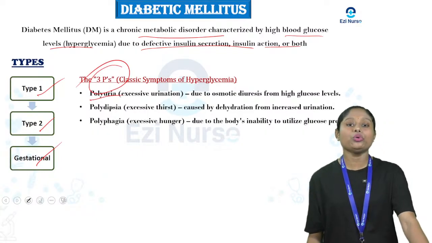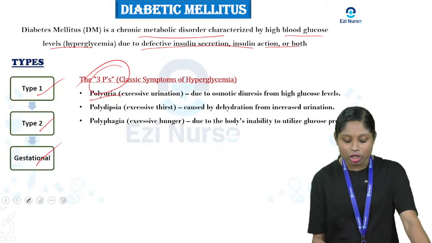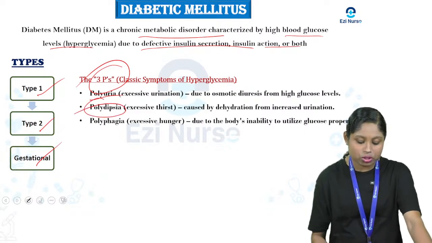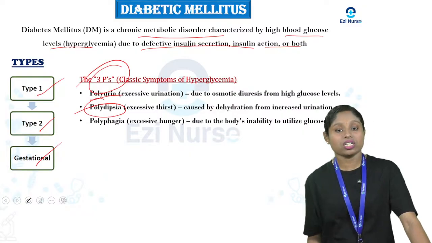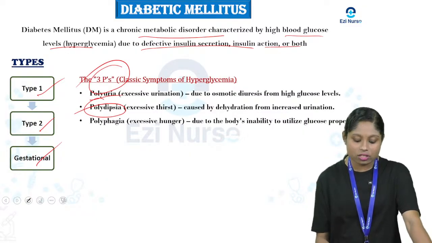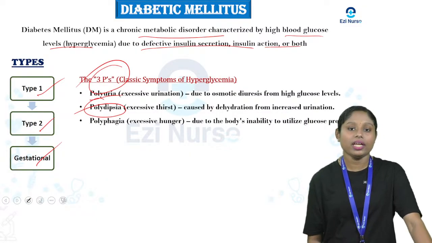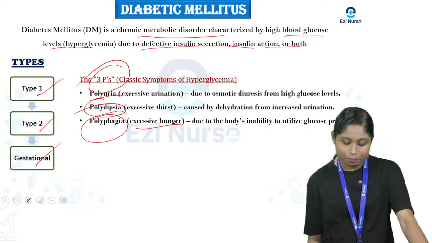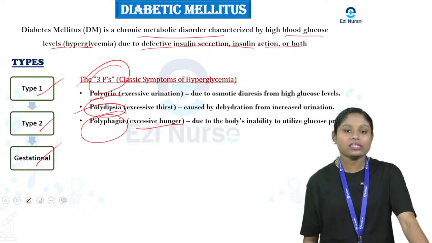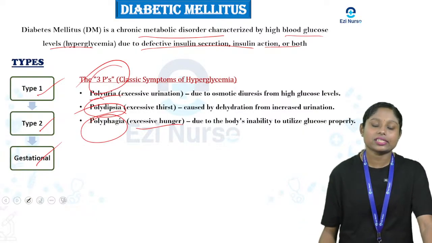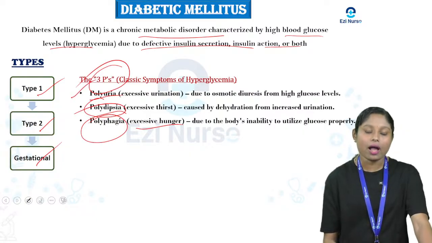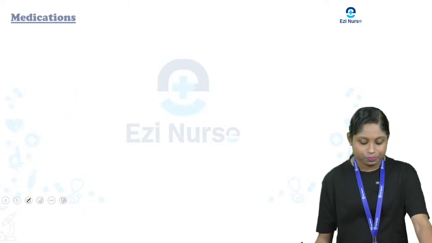Polyuria. What is polyuria? Excessive urination due to osmotic diuresis from high blood glucose. Polydipsia. What is it? Excessive thirst. The person will have excessive thirst caused by dehydration from increased urination. Polyphagia. Excessive hunger due to the body's inability to utilize glucose properly. So these are the P's: polyuria, polydipsia, polyphagia.